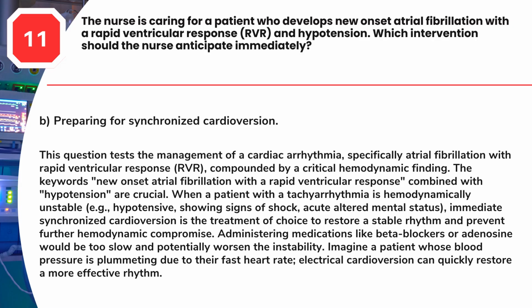When a patient with a tachyarrhythmia is hemodynamically unstable, for example, hypotensive, showing signs of shock, or acute altered mental status, immediate synchronized cardioversion is the treatment of choice to restore a stable rhythm and prevent further hemodynamic compromise. Administering medications like beta blockers or adenosine would be too slow and potentially worsen the instability. Imagine a patient whose blood pressure is plummeting due to their fast heart rate. Electrical cardioversion can quickly restore a more effective rhythm.